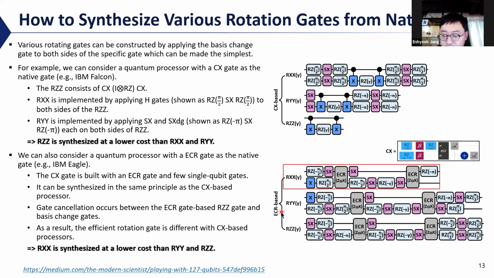But for ECR-based quantum computers, such as IBM Eagle processors, the RZZ gate is no longer the most efficient rotational gate. Actually, in this case, the RXX gate provides the fewest native gates because there are some gate cancellations between the RXX gate and the attached Hadamard gates. So if we consider ECR-based quantum processors, we have to choose the RXX gate for the Hamiltonian simulation.